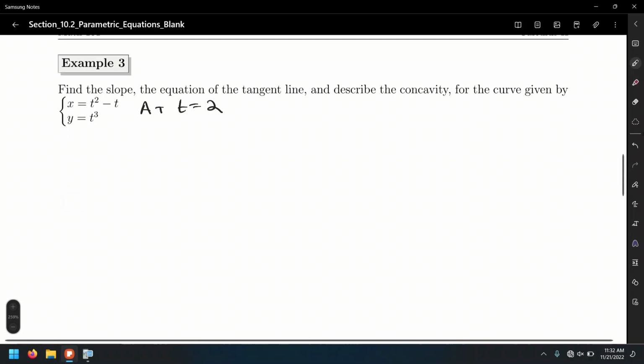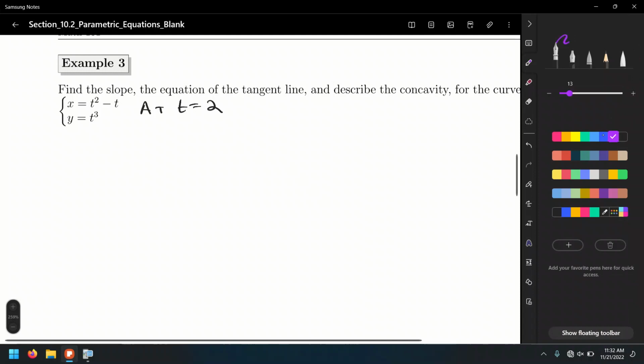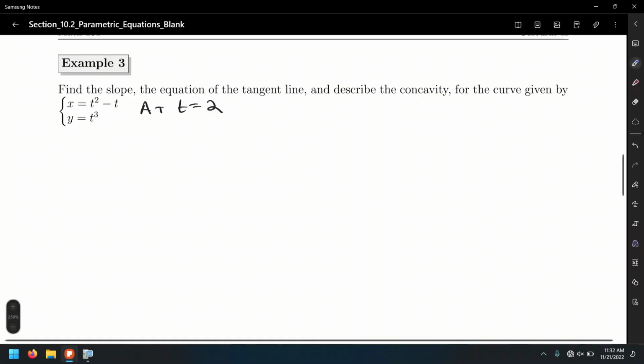All right, let's get started with finding the derivatives here. Let me take the derivatives first. So dx/dt, dy/dt. That's going to be 2t minus 1, using the general power rule. And the derivative of the y equation, that's 3t squared.